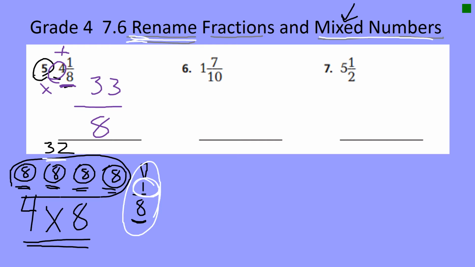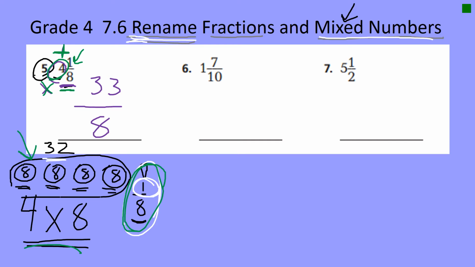Now let's just talk about that one more time. 4 sets of 8, which is right there, plus that one more eighth, which is right there. So 4 sets of 8 is 32, plus that one more is 33. 33 eighths. All right, let's take a look at number 6 now, guys. It's 1 7/10.